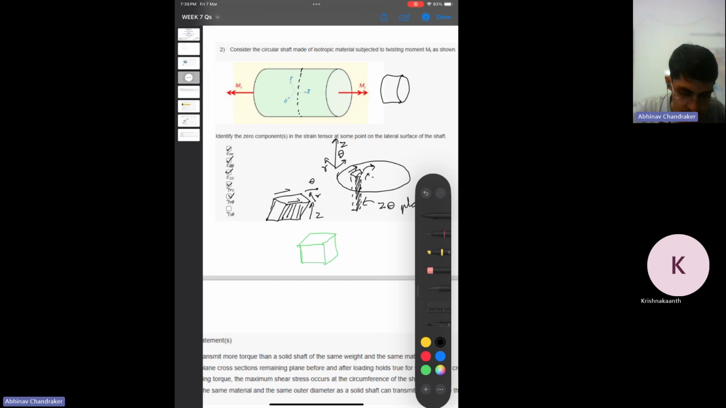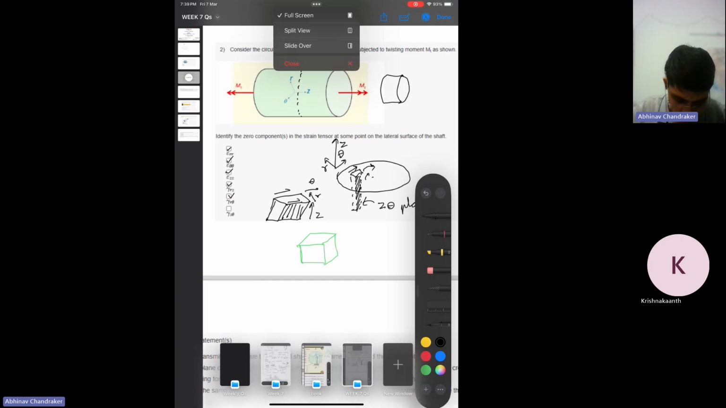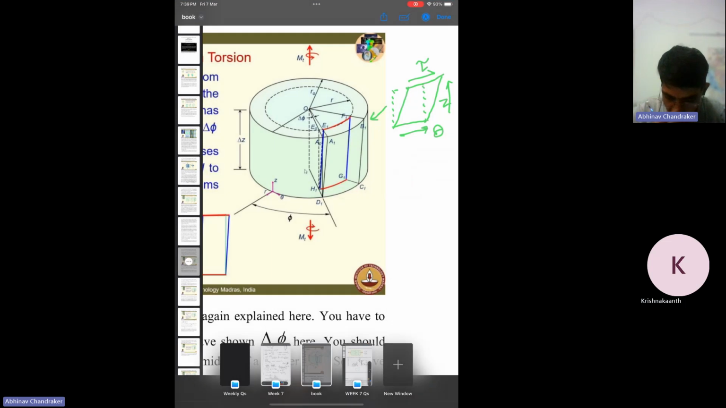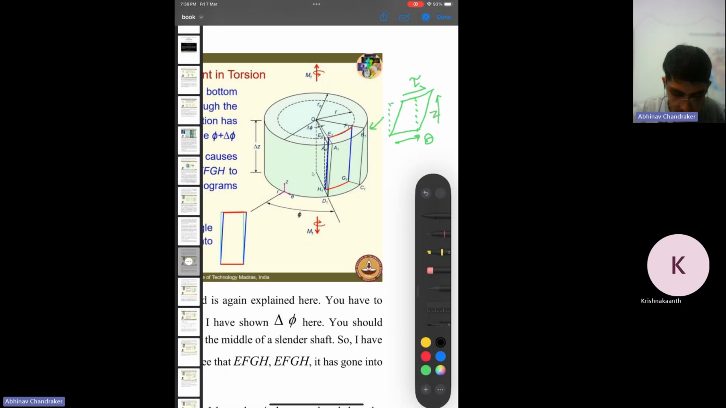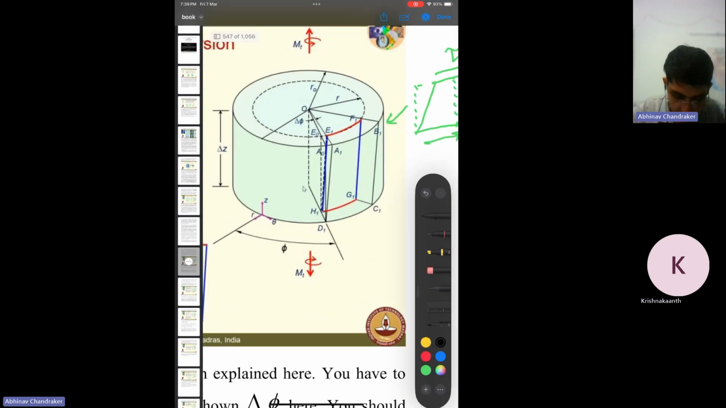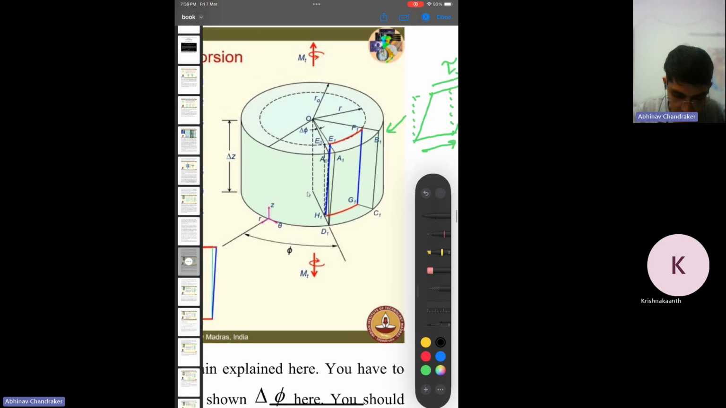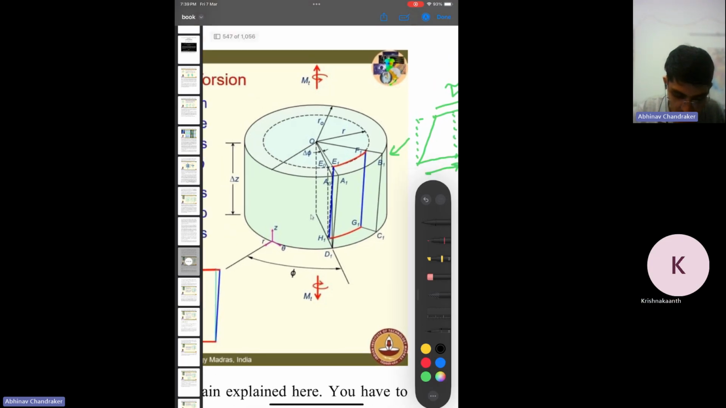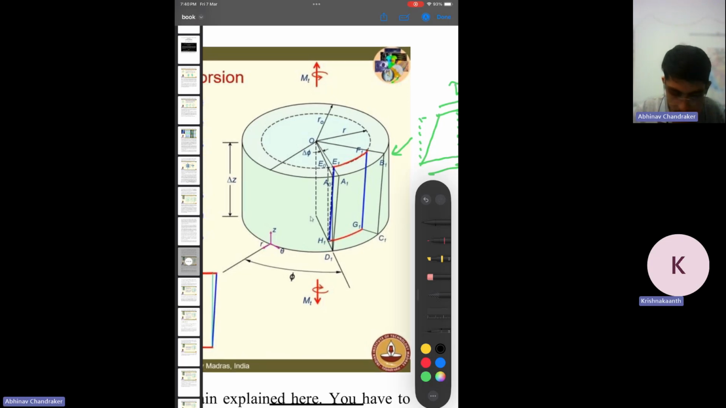Actually, it's better to just look at the way sir had told, because here you are basically changing the direction of the shaft, making it horizontal instead of vertical. So it's the same thing only. Better to understand from this, because here sir has shown the strain also, so you can relate to that.